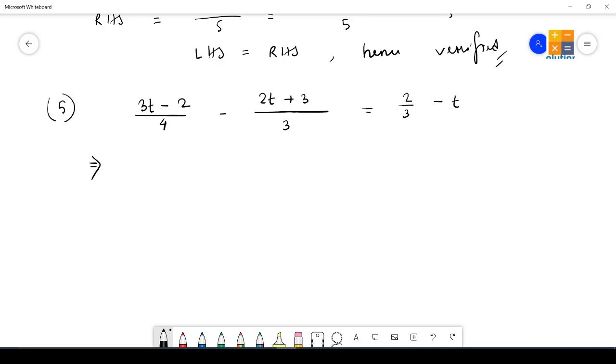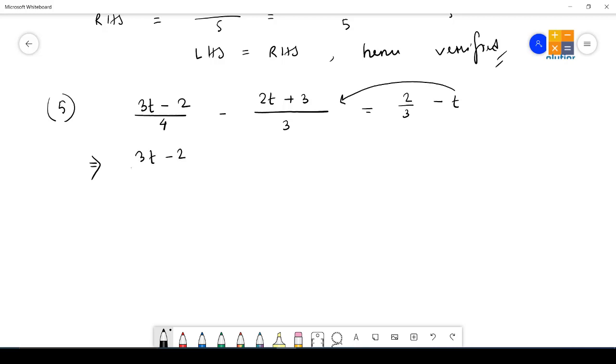After that, as we did in earlier cases, previous cases, we have to shift all the variable terms, the terms containing the variable, to one side, that is the left hand side. So from the right hand side, the only term that we have to shift to the opposite side, the left hand side, is t. So what do I get?